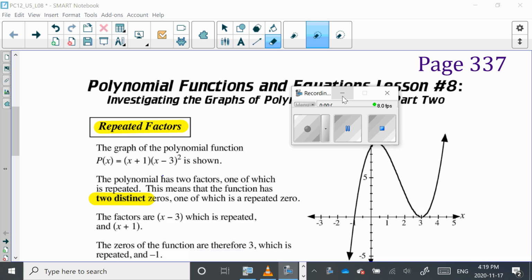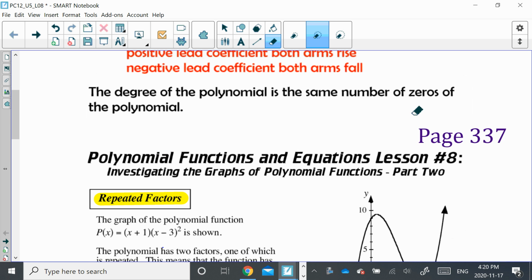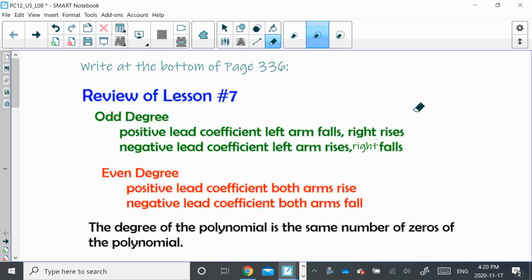Hi, Math 30s. We are moving on to Lesson 8 in your workbook, which is investigating the graphs of polynomial functions, and it's on page 337. Before we actually start looking at Lesson 8, I want to do a review of some concepts that we touched on in Lesson 7. Where I want you to write this is, if you flip the page to page 336, you have some white space at the bottom of page 336.